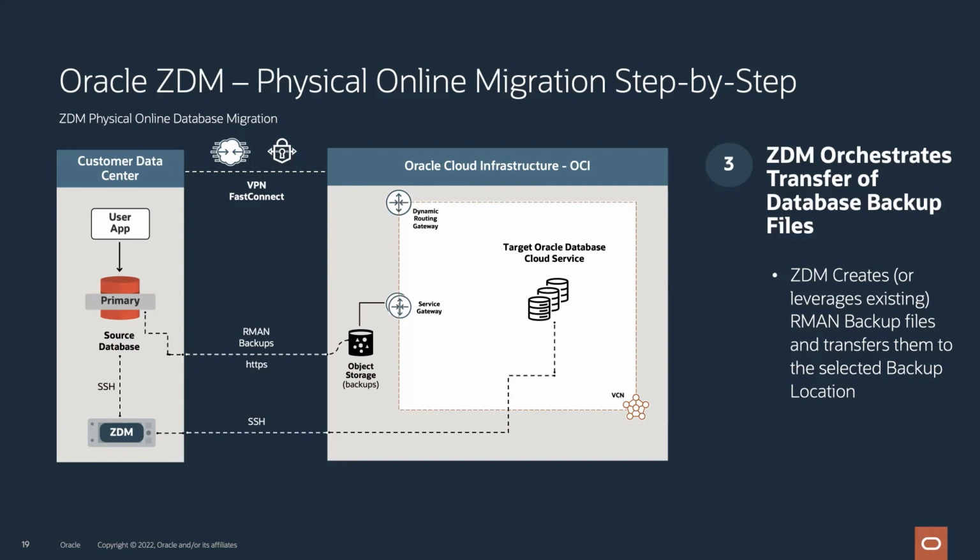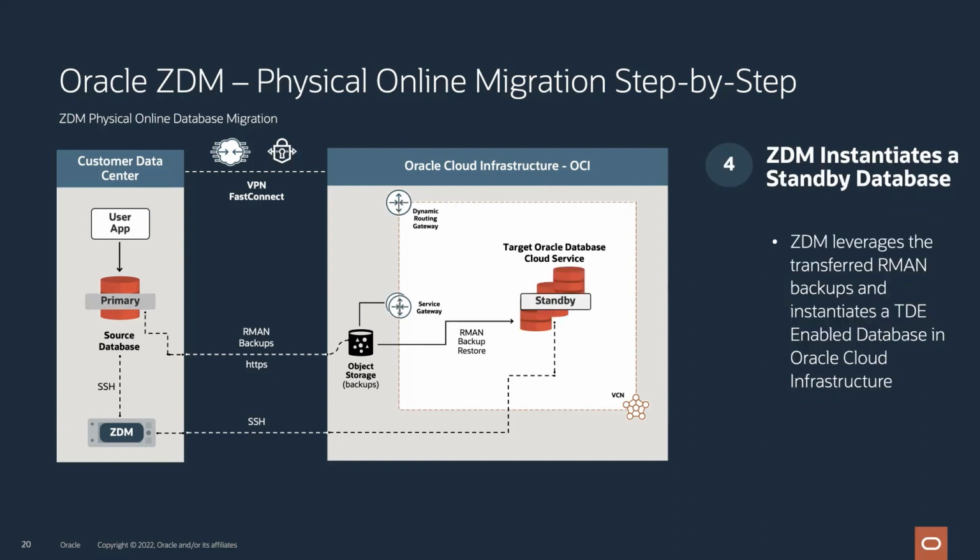But we create L0 and L1 RMAN backup files, and then ZDM transfers them to the selected backup location, in this case, of course, the object storage in the Oracle Cloud. Once that transfer has happened, ZDM will instantiate a target database in the cloud. This database is, of course, TDE enabled, it's not encrypted, and now you have two databases: a primary database where the application kept working, and a target database in the cloud, that is a standby, but there's no connectivity between them.